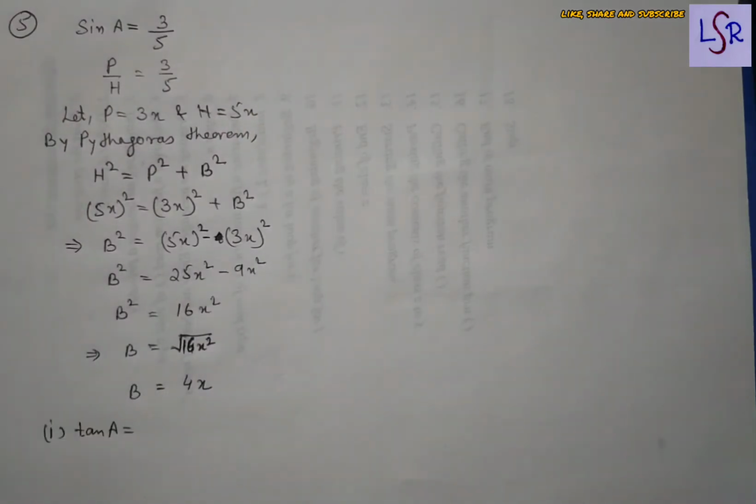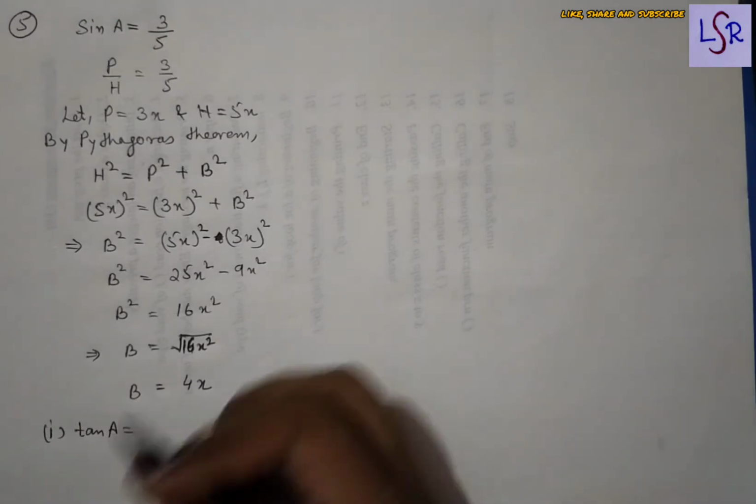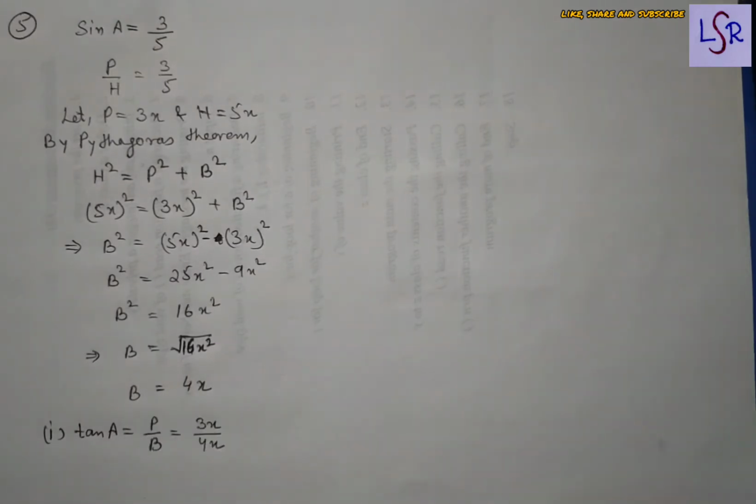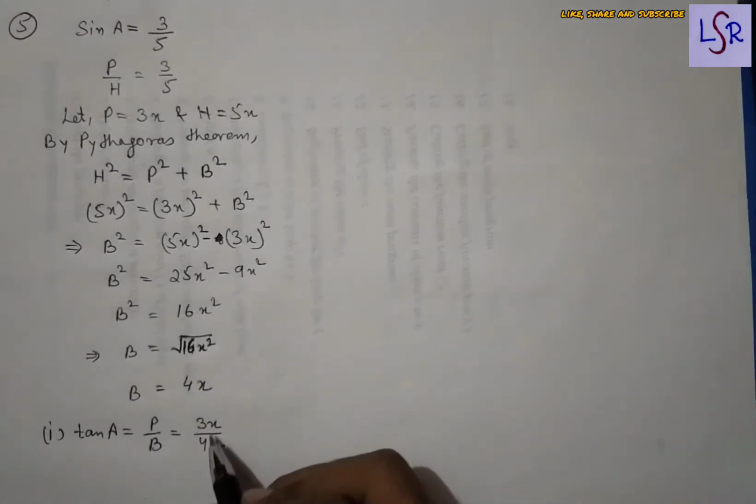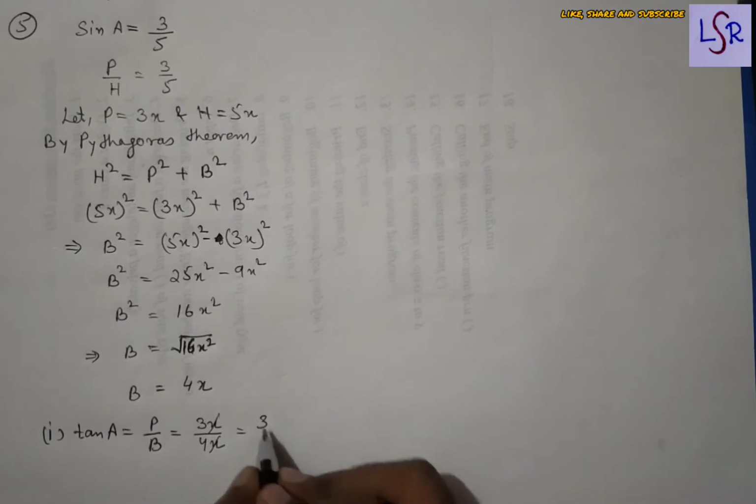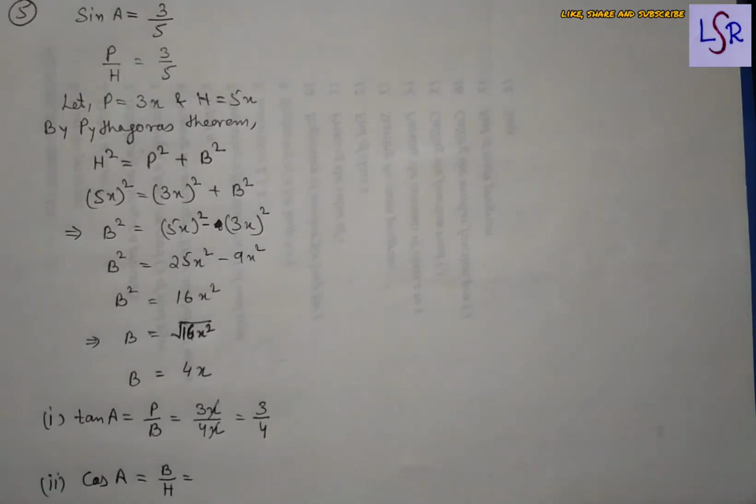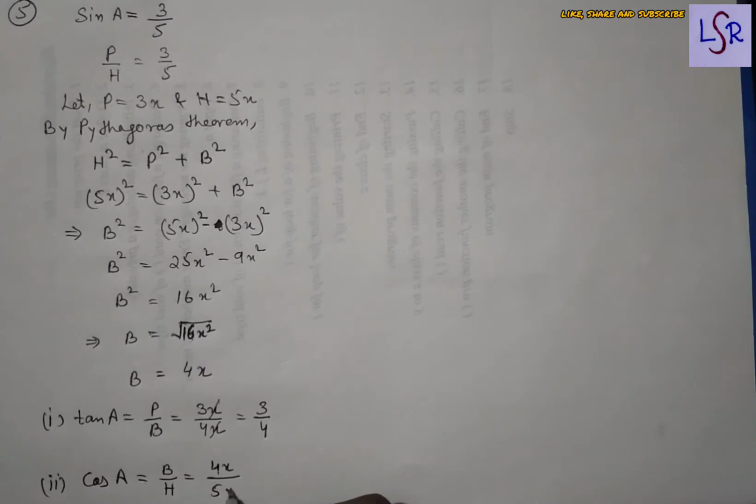Now I'll go for the first part, tan A, that is equal to perpendicular upon base, and that is 3x upon 4x. We can cancel out the x and we'll be left with 3 by 4. Now let's see the second part of this one, that is base upon hypotenuse, and the base we have got as 4x upon hypotenuse we have taken as 5x, that is equal to 4 upon 5.